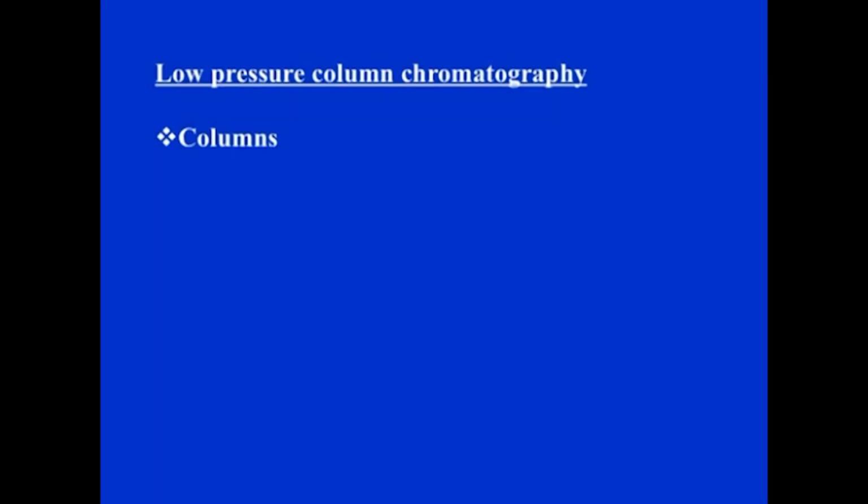So, let us start with the columns. Mostly glass columns are used, and these columns should have a means of supporting the stationary phase near the base, and that is important. The first thing is you have to support it so that it stays there, and another is you have to minimize the dead space below the column support, so that post column mixing of separated analytes will not occur.